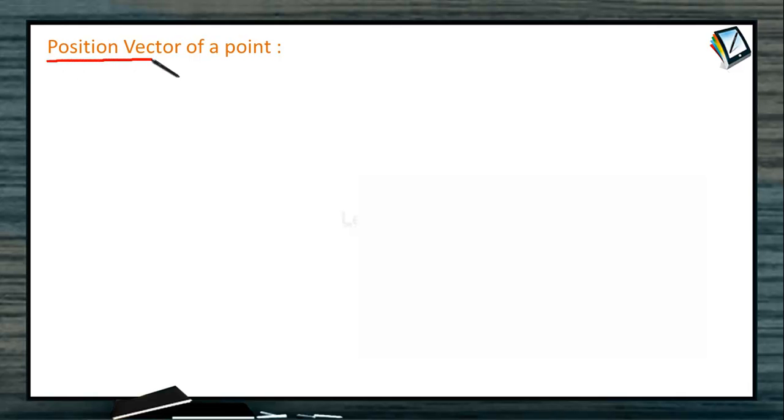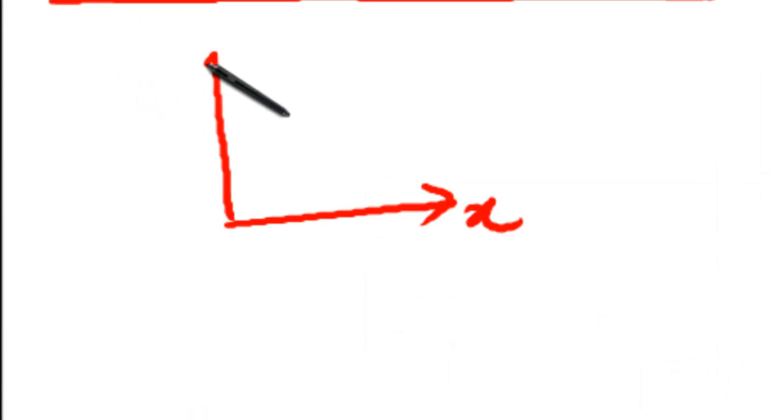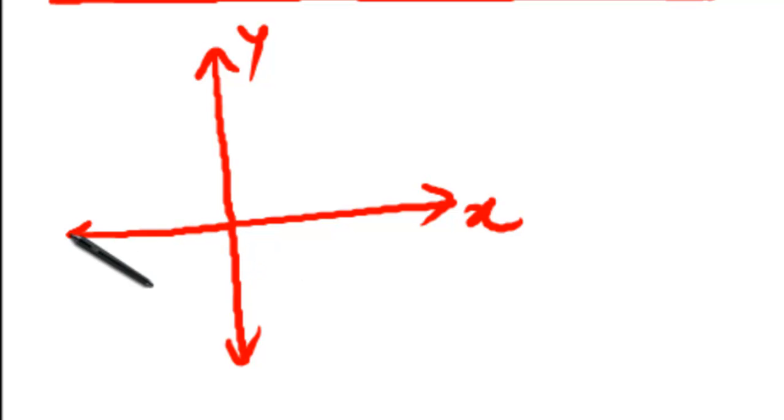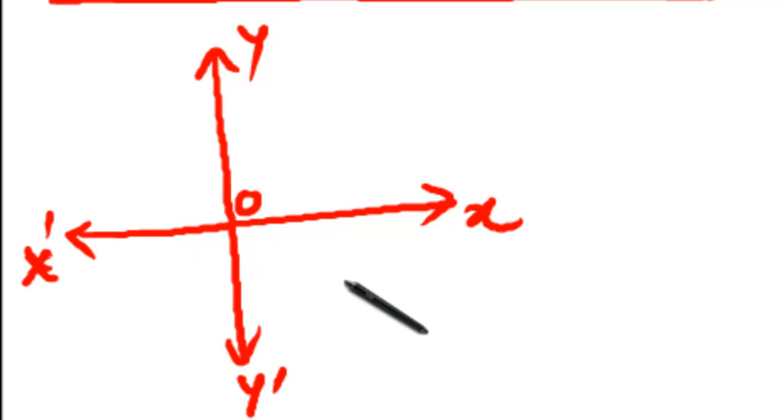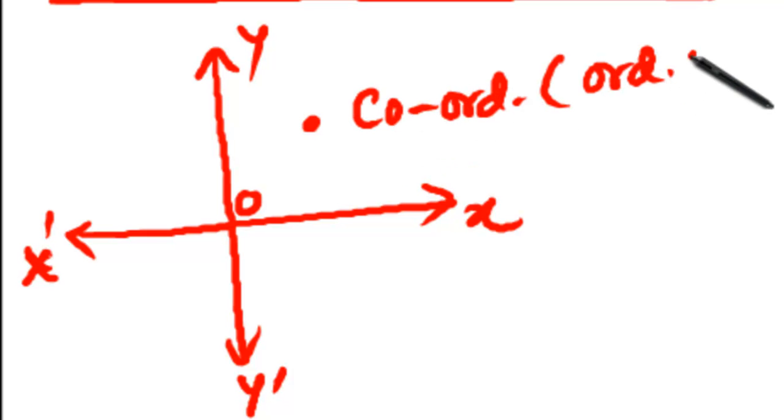Next, let us go to the most important point of vector algebra, the position vector of a point. Actually, what do we mean by position vector of a point? Just like in the 2D coordinate plane, we have the x-axis and y-axis, and this plane is divided into 4 equal parts, each called a quadrant, and we call them X'OX and Y'OY.